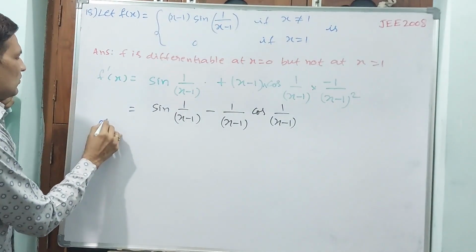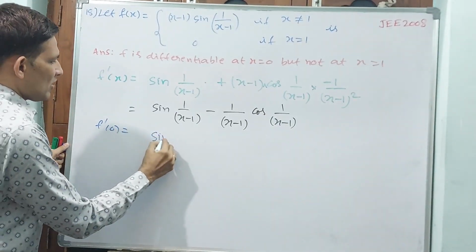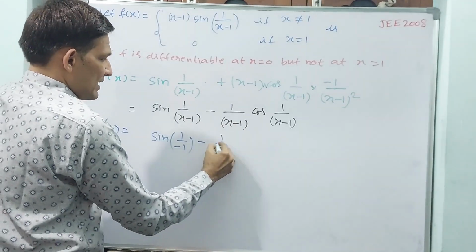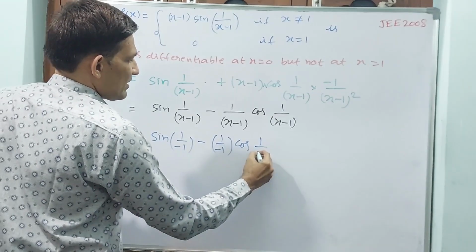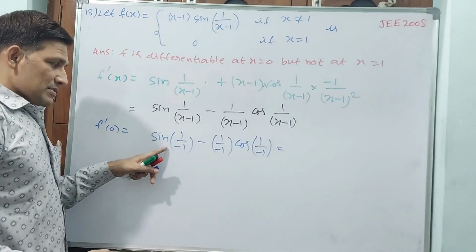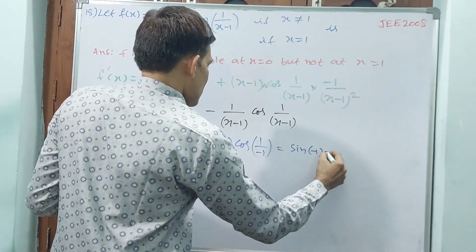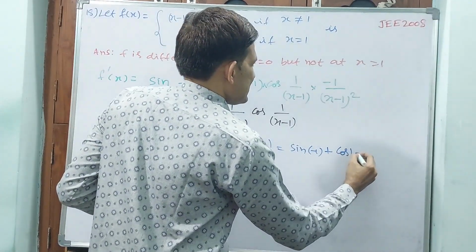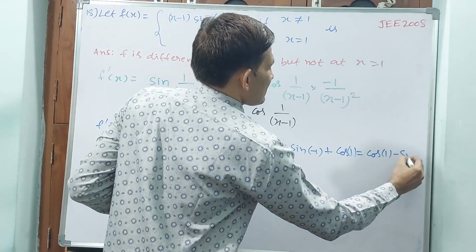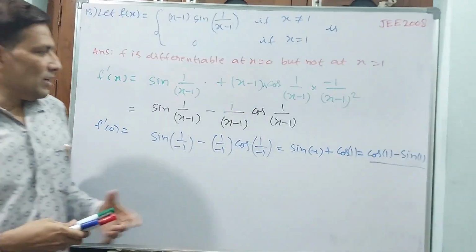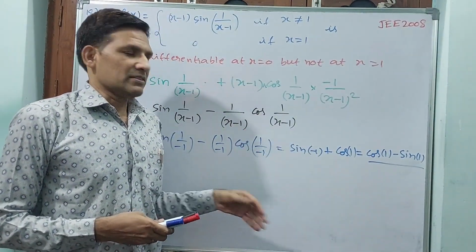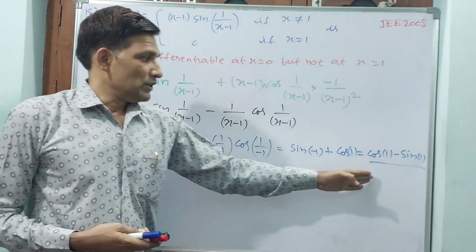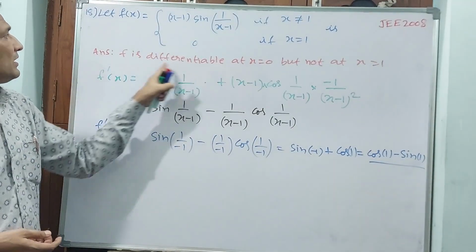Okay, f'(0): sin(1/(−1)) minus (1/(−1)) cos(1/(−1)). See, sin(−1); minus of minus becomes plus, and cos(−1) is cos 1. Finally, we can say cos 1 − sin 1. See, cos(−θ) is cos θ only, but sin(−θ) is −sin θ, so −sin 1. cos 1 − sin 1 is the value, that means a value has come after differentiation when you substitute 0. That means at 0 it is differentiable.